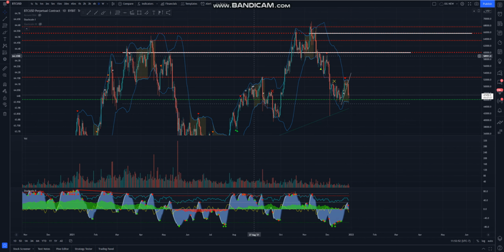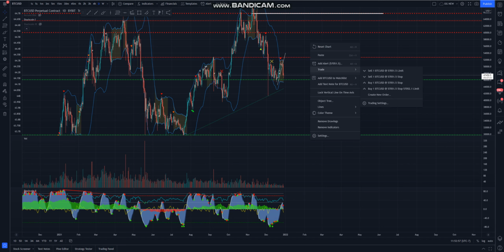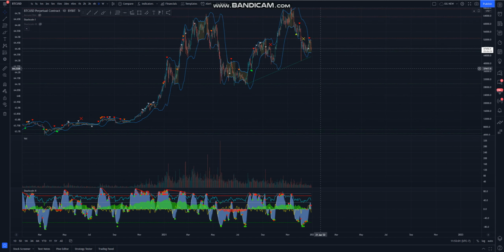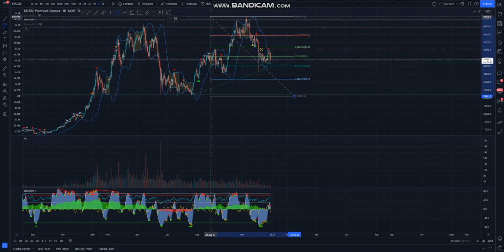All right, a little Bitcoin analysis. Let's get rid of everything here. Let's figure out the trend. Let's make a Fibonacci level from the low at 30K and the high at 69K.